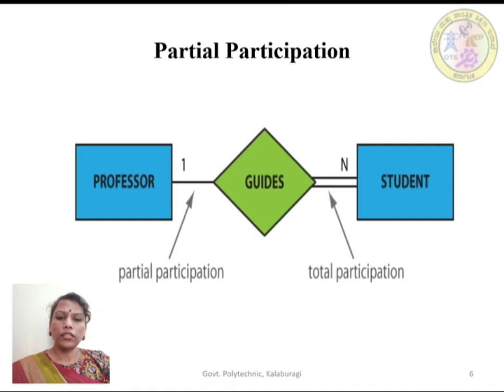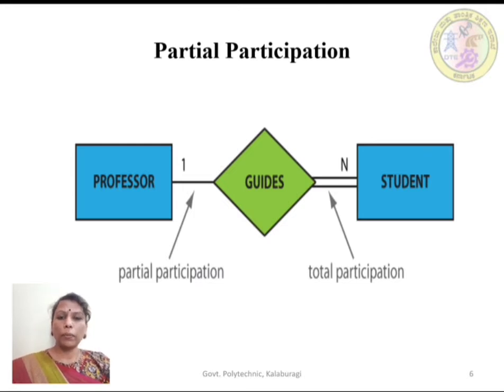Here we are also mentioning the cardinality ratio, 1 is to n. That means one professor guides n number of students. There is no 1 is to 1 here, one professor guides one student. No, it's wrong, right? One professor can guide more than one student. That's why the cardinality ratio is 1 is to n. This tells us the maximum number of instances that can participate in the guide relationship. One professor can guide n number of students. That is the cardinality ratio.